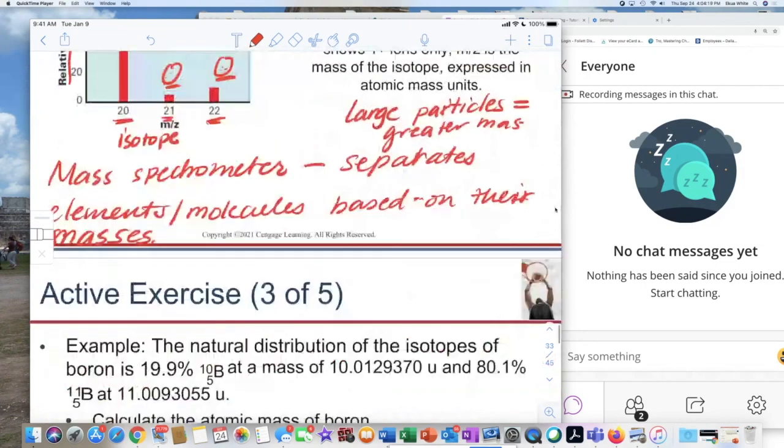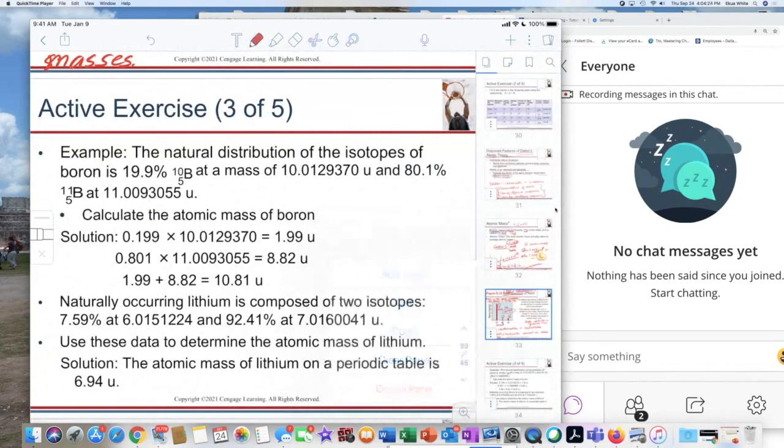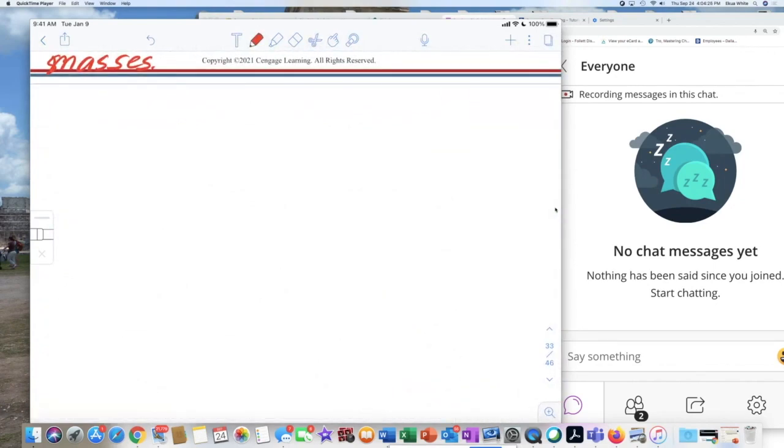So one of the things that we do in chemistry, before we do the math, is once you find a new phenomenon or a new idea, you get to provide the name, okay?